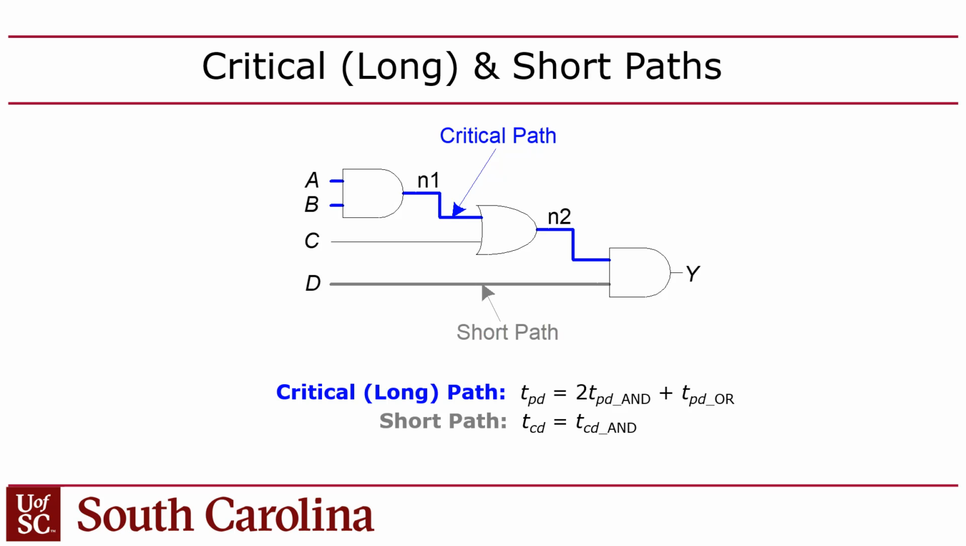So what I'm trying to say is that the contamination and propagation delay are associated both with a circuit like this and also with individual gates, right? So sometimes you'll be given those numbers for individual gates, and then you'll have to find the propagation and contamination delay for a circuit like this, right? And so when you do that, the critical path, which is the longest path, you're going to calculate based on the propagation delays of the gates along that path, whereas the short path, you're going to calculate based on the contamination delays of the gates along the short path, right?